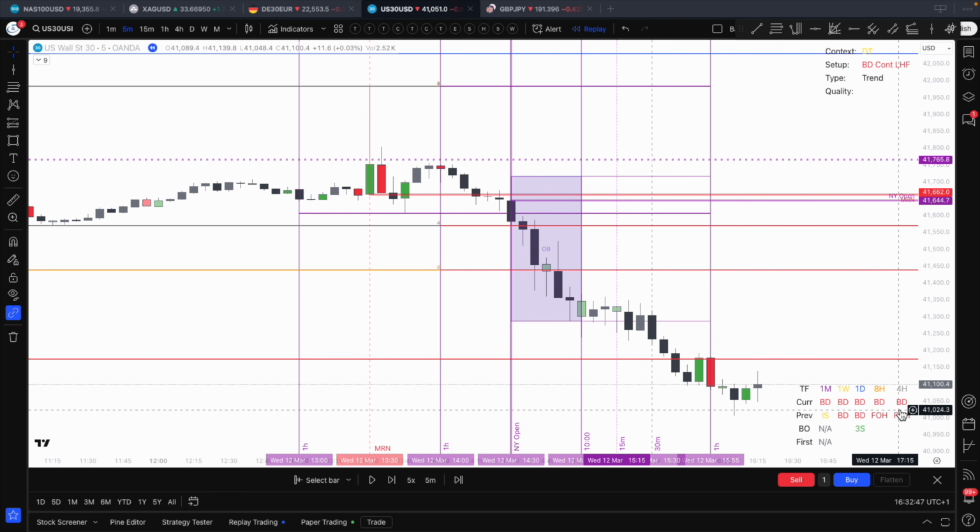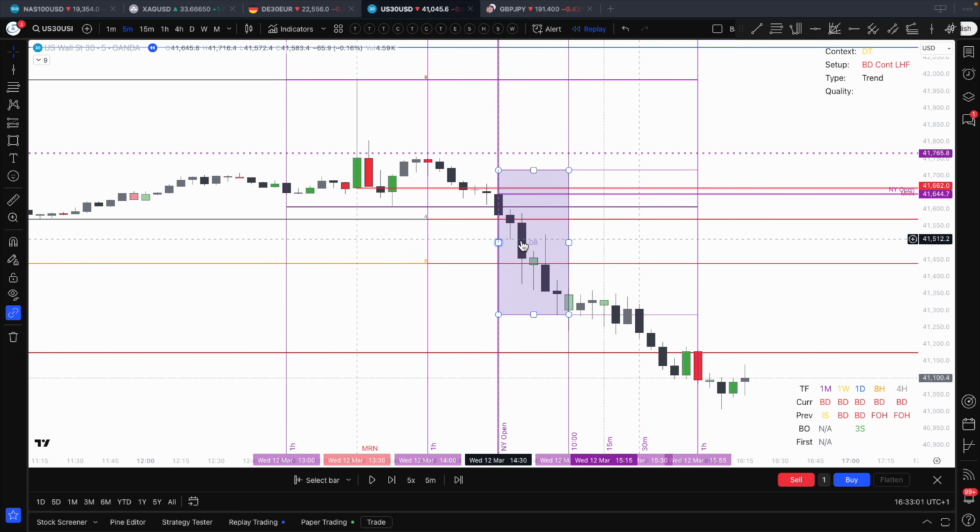Here you see everything bearish. TrendPredator shows it to you. You see the context: downtrend overextended. The setup was a breakdown continuation, low-hanging fruit in a trend situation. So that's a nice reversal pattern.